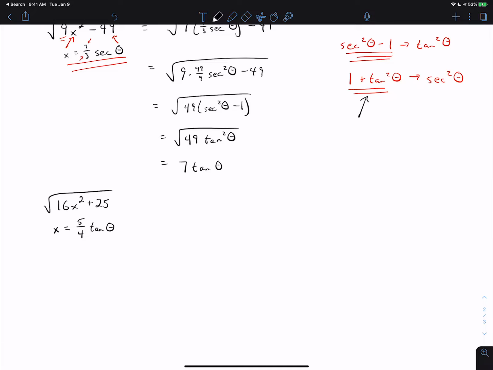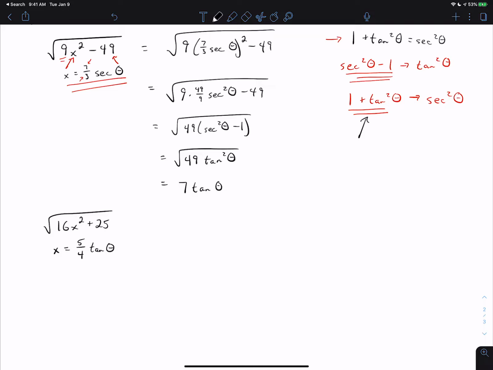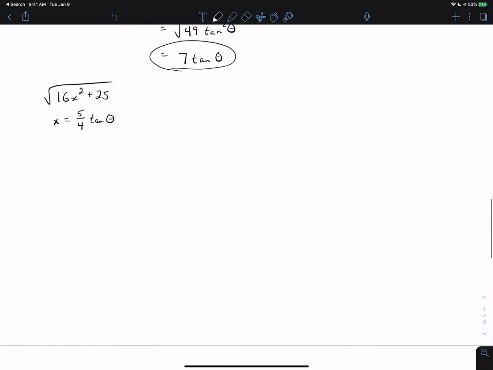squared plus 1. Okay, now if you've understood how to pick that, try to do the substitution and the simplification so that you get it down to an answer like 7 tangent theta where there is no square root. Pause the video, try that, and then check it with me in just a minute.